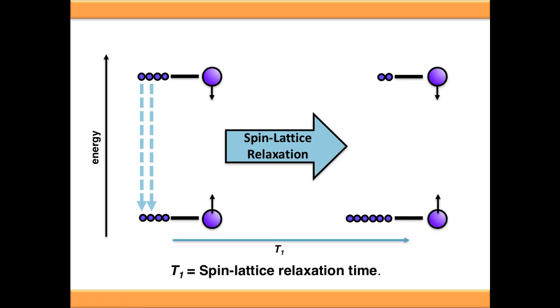And the amount of time that it takes for this relaxation process to occur is called T1, or the spin lattice relaxation time. And T1 will depend on a number of different factors: the system that you're using, the nuclei that you're analysing, and so on.